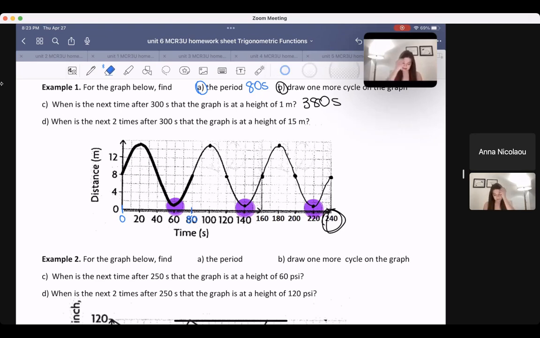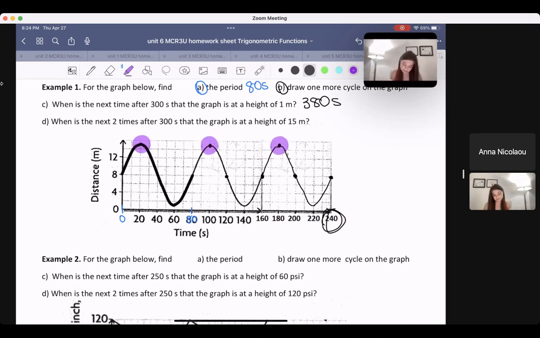It asks, when are the next 2 times after 300 that the graph is at height 15 meters? So first of all, when on the first cycle is the graph 15 meters? Oh, I lost this. That's okay. I'm going to write it back in. Well, let's see. 15 meters. That's the very top, I believe. Yeah, 14, 15. Yeah, that's these very top ones here.